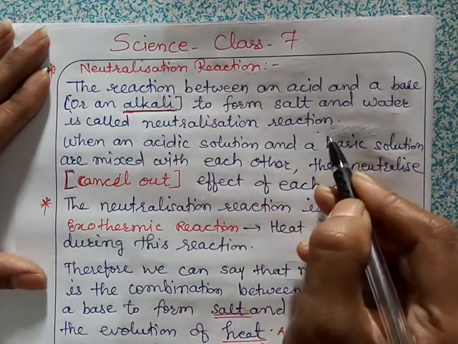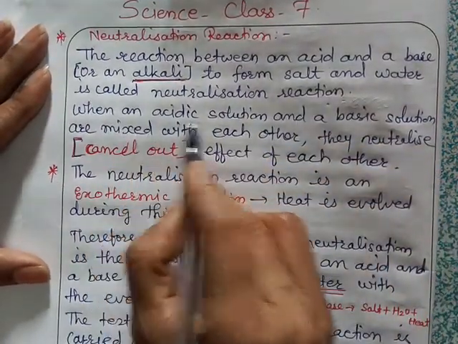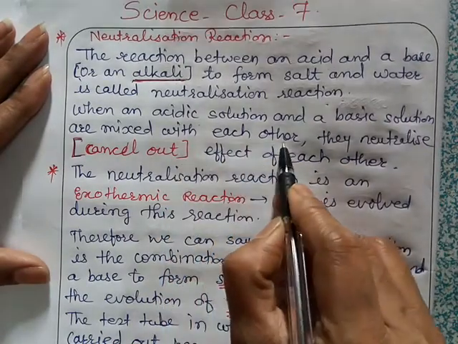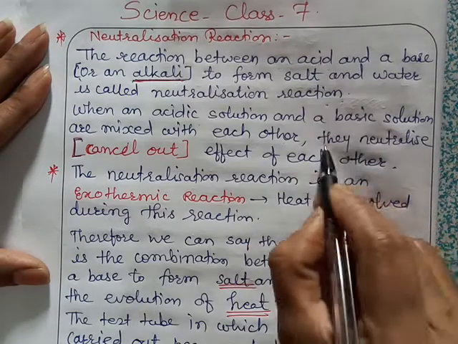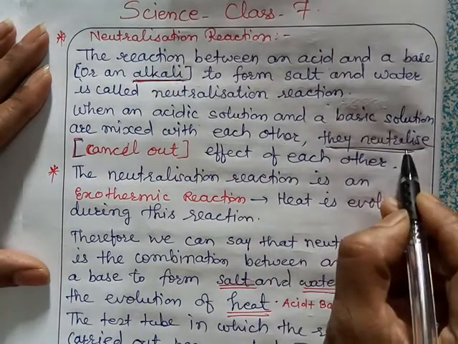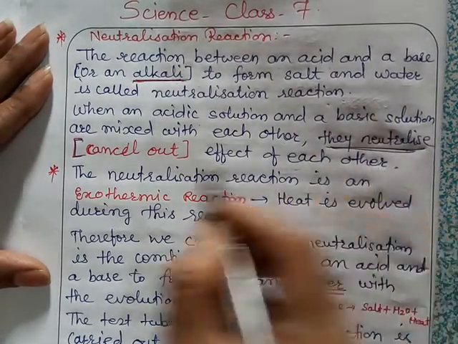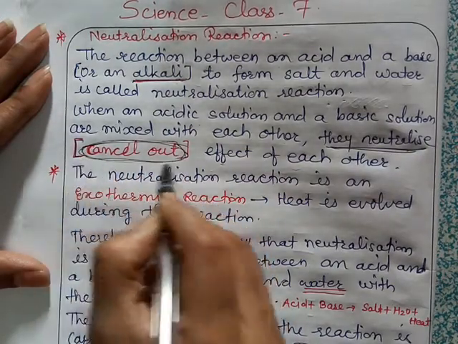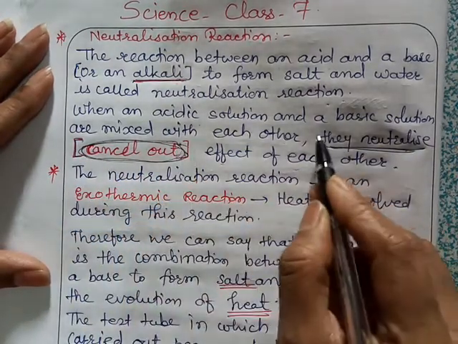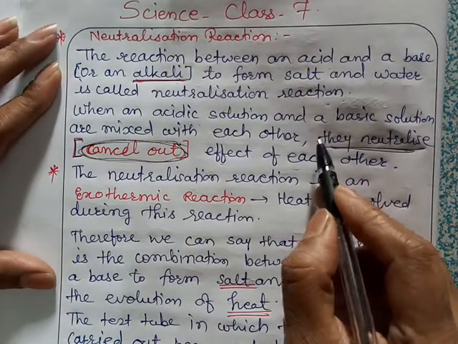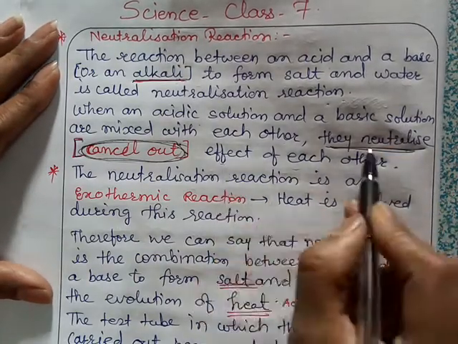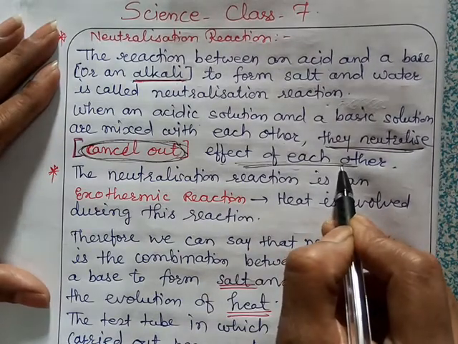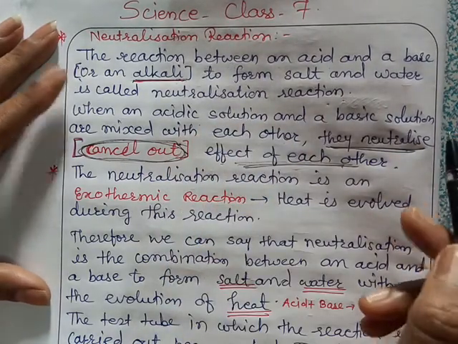So when an acidic solution and a basic solution are mixed with each other, what happens? They neutralize the effect of each other. Neutralize means they cancel out the effect of each other. Then that solution will not be acidic or basic. That is called the neutralization reaction.